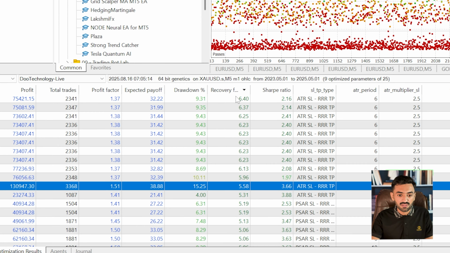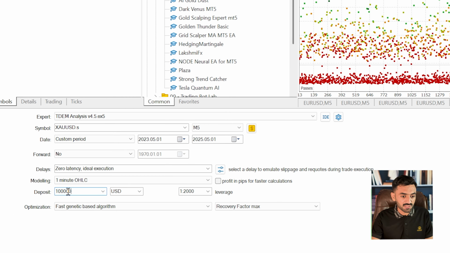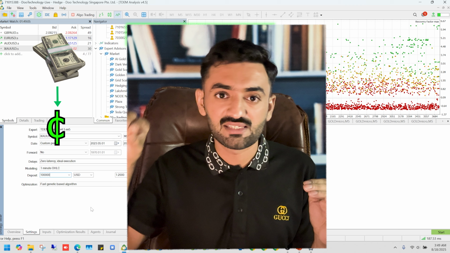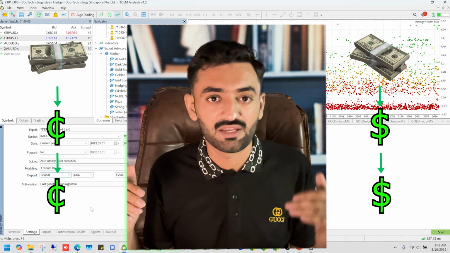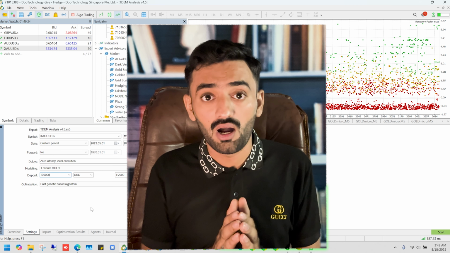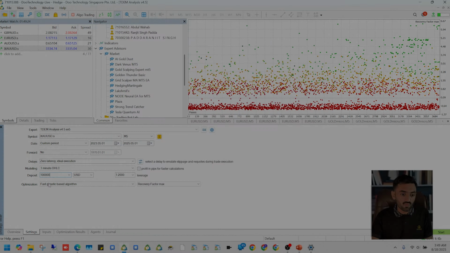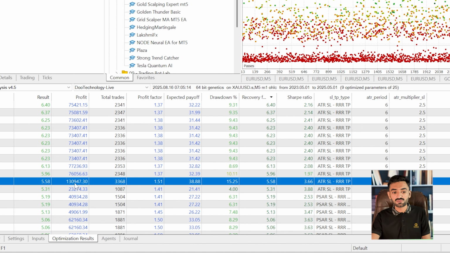Here is the profit factor. The recovery factor is 5.58 and the drawdown is 15. But here the profit is higher as compared to other results. And here the total deposit is $1,000 and these two zeros are for cent, USC. If you are investing in cents, you are earning in cents. If you are investing in dollars, you will be earning in dollars. So these are $1,000 and in total 100,000 USC cents. Okay, with the 100,000 USC, I am making 130,000 USC.